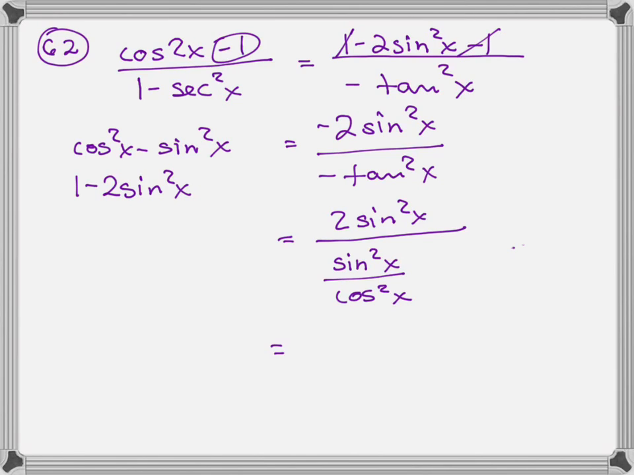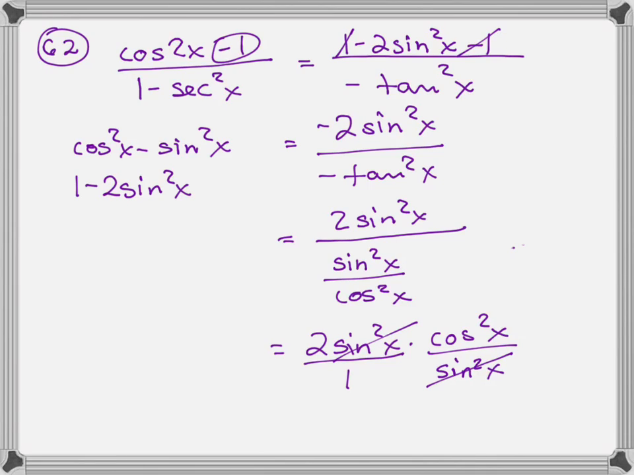So this just means here that we have to multiply by the reciprocal, times cosine squared x over sine squared x. And this can be written over 1. We can see that the sine squared terms reduce, and we are left with 2 cosine squared x. That is our final answer. And I do believe, let's just take a look at it again. That was A. There you go.